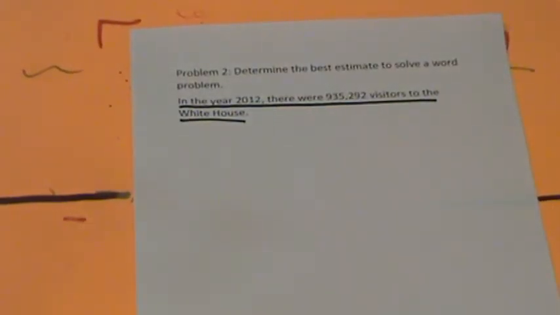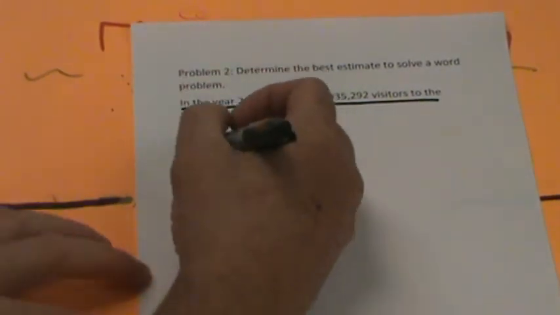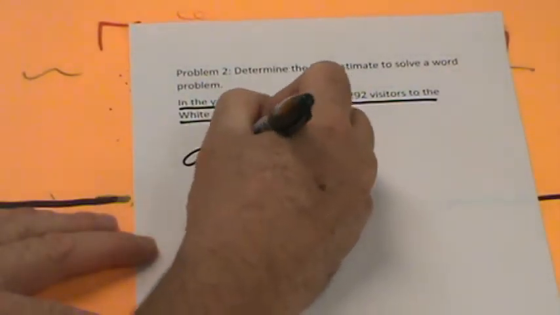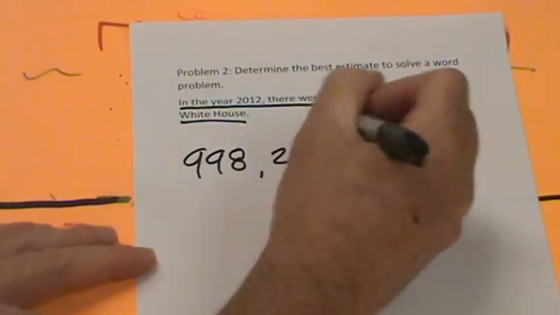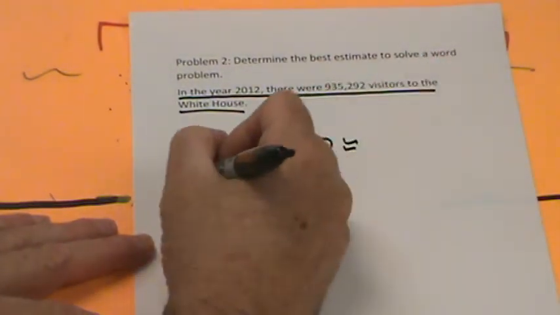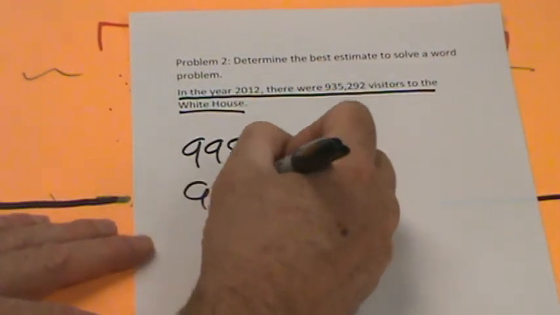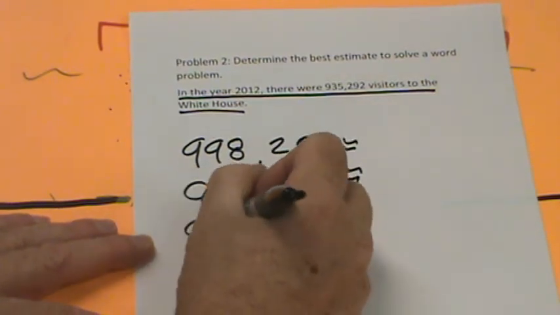Now, in the year 2011, there were 998,250 visitors to the White House. Let's think about how many maps we should get for the following year. So let's say we had 998,250 visitors, and we're going to try to determine how many maps we'll need the next time around. So we're going to be rounding once again the same number, different place values.